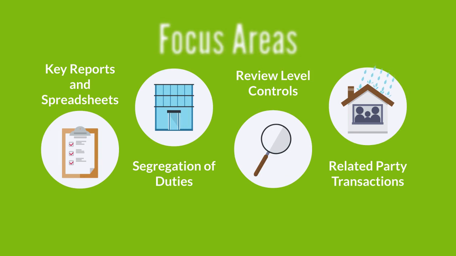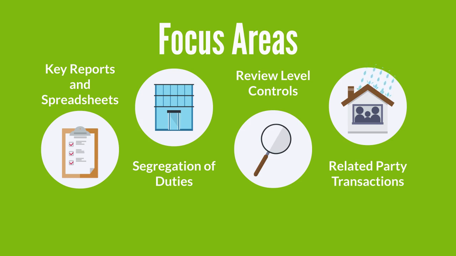Let's touch on a few focus areas or hot topics that are currently going on with financial statement audits as well as internal controls. The first of which is key reports and spreadsheets. And this largely revolves around how does management know they are complete and accurate with all the data and formulas and pieces that are moving around. The next item would be segregation of duties. This is the primary driver to prevent fraud and to make sure that one individual does not have too much authority.